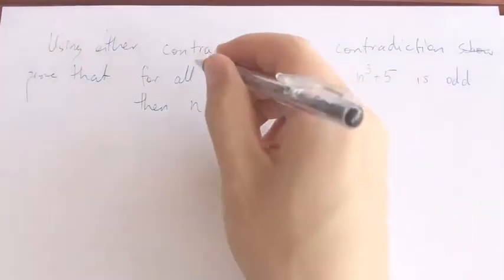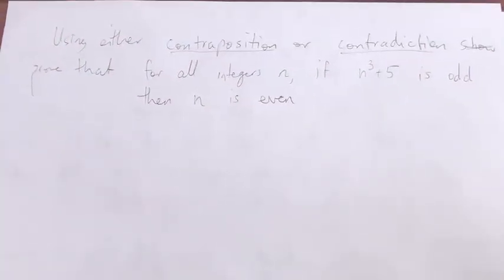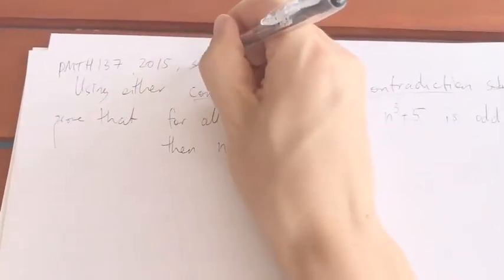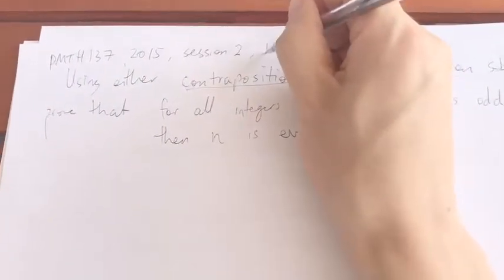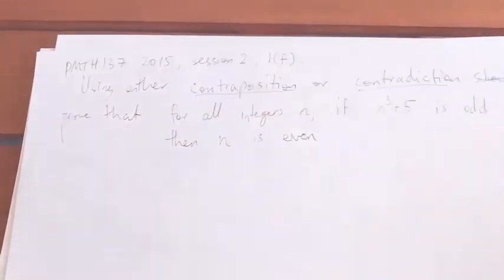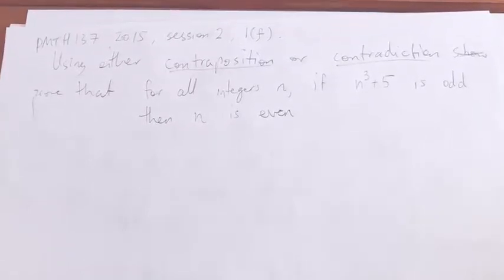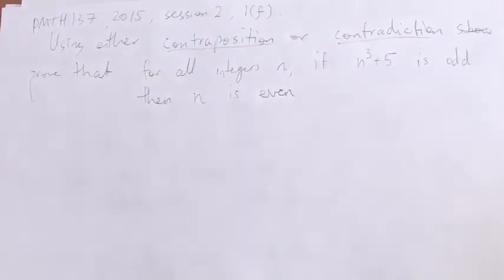Okay, so it says contraposition or contradiction. Oh, by the way, this comes from Discrete Math 137 at Macquarie, 2015 Session 2 Exam, Question 1F. Okay, so it's asking you for either, so let me just show you both and you can choose the one that you're most comfortable with. So what's contraposition?